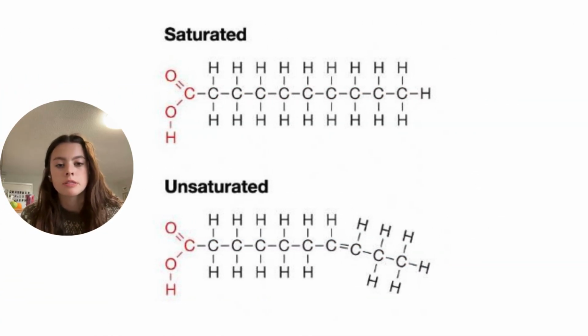To further discuss the difference between saturated and unsaturated fats, saturated fats contain no double bonds, which means that they have stronger molecular bonding and their chains are really tightly packed. So that's why saturated fats are usually solid at room temperature.